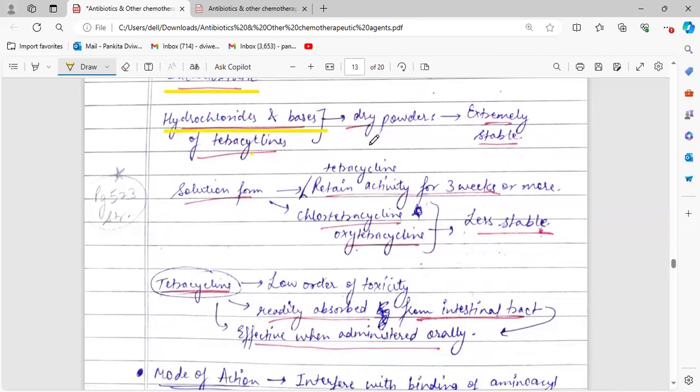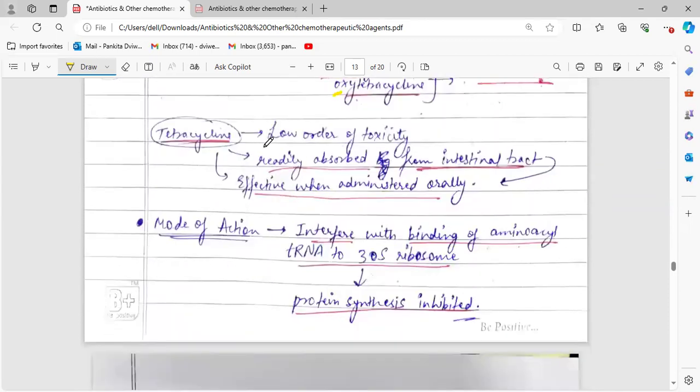The hydrochlorides and bases of tetracyclines are dry powders and are extremely stable in nature. The solution form of tetracycline is less stable. Examples are chlortetracycline and oxytetracycline solutions, which retain activity for 3 weeks. Tetracyclines have a low order of toxicity. They are readily absorbed from the intestinal tract, which makes them effective when administered orally. The mode of action of tetracycline includes interference with the binding of aminoacyl tRNA to the 30S ribosome, and so the protein synthesis of the cell is inhibited.